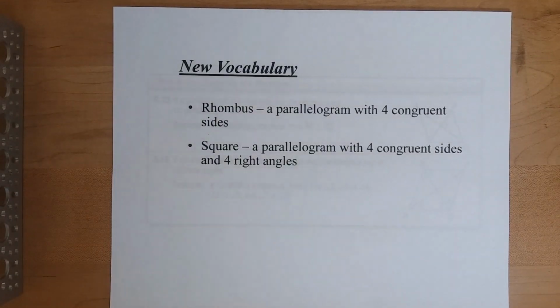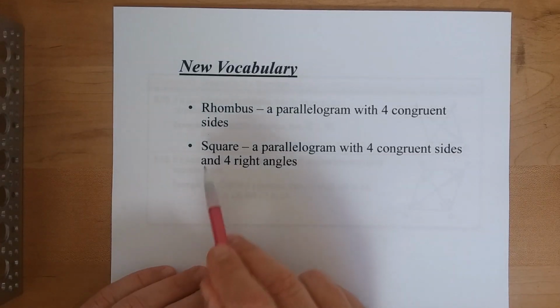A rhombus: we've been studying parallelograms in this chapter, so now we're going to study a specific type of parallelogram known as a rhombus. A rhombus is a parallelogram with 4 congruent sides. And we're also going to talk about squares. A square is a parallelogram with 4 congruent sides and 4 right angles.